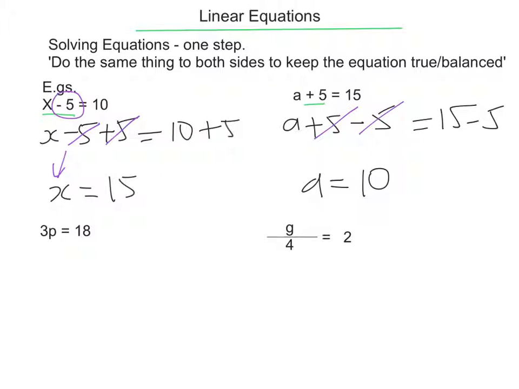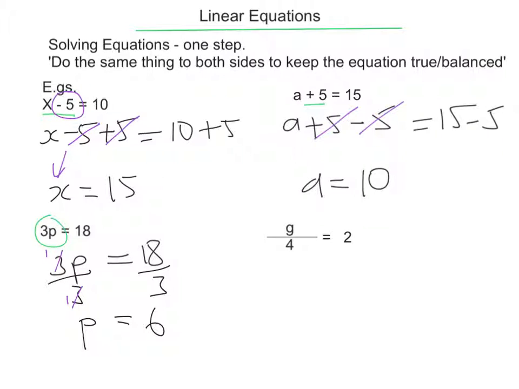In the third equation, we've got 3p equals 18. The symbol between the p and the 3 is multiply. The opposite of multiply is divide. So I'm going to divide both sides by 3. That means this 3 and that 3 cancel to 1. 1 times anything stays the same. So in fact, the left-hand side now is just p. On the right-hand side, I've got 18 divided by 3, which is 6. Let's check our answer. 3 times 6 does in fact equal 18. So this is my solution to the equation 3p equals 18.